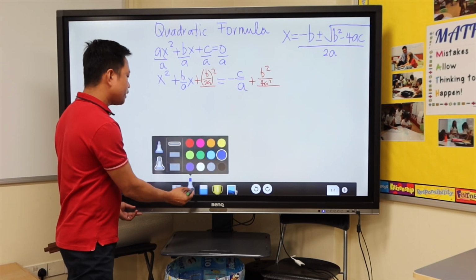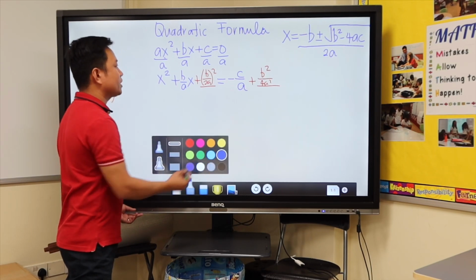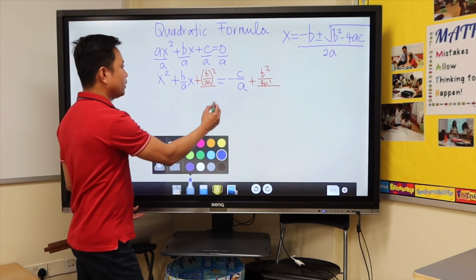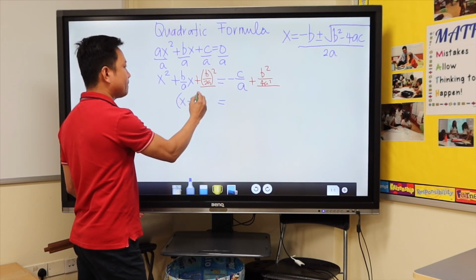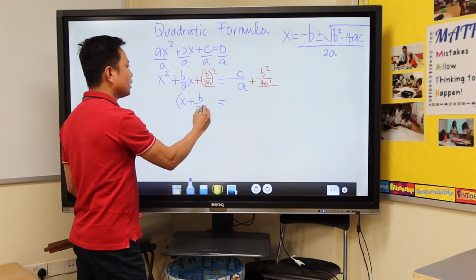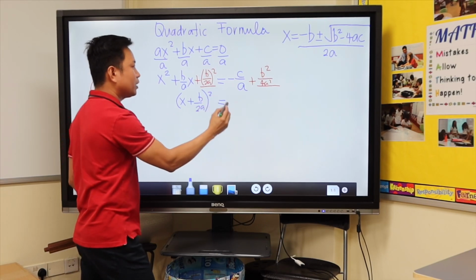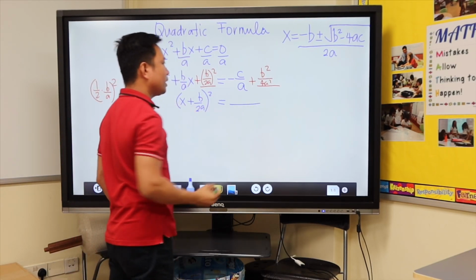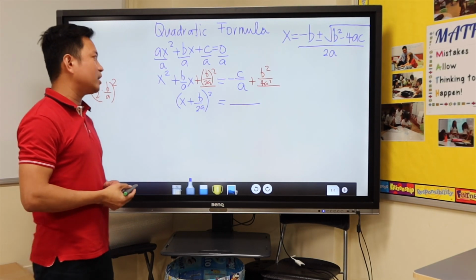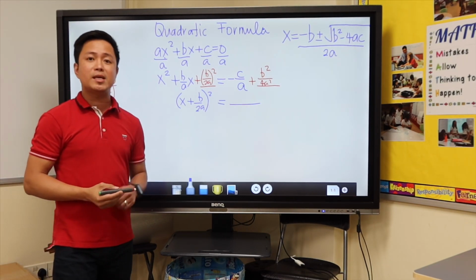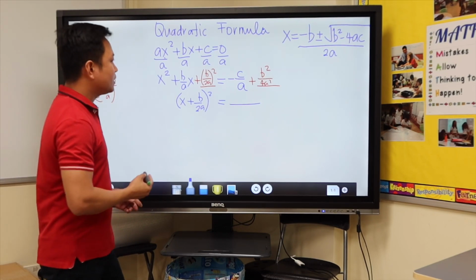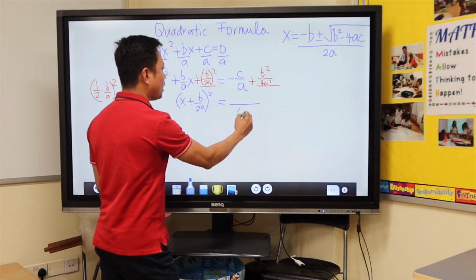Now, the left side of this equation is a perfect square trinomial. So, the left side can be factored as x plus b over 2a squared. And for the right side, we can combine the two fractions, negative c over a plus b squared over 4a squared, using the LCD. And the LCD is 4a squared.